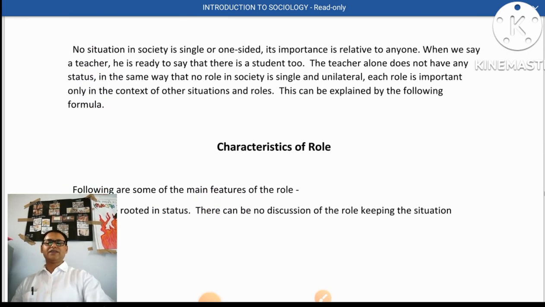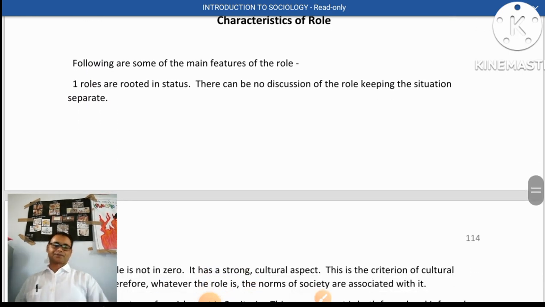No status in society is single or one-sided. It is important relative to someone. When we say a teacher, we are ready to say that there is a student too. The teacher alone does not have any status. In the same way, no role in society is single or unilateral. Each role is important only in the context of other positions and roles. This can be explained by the following formula.